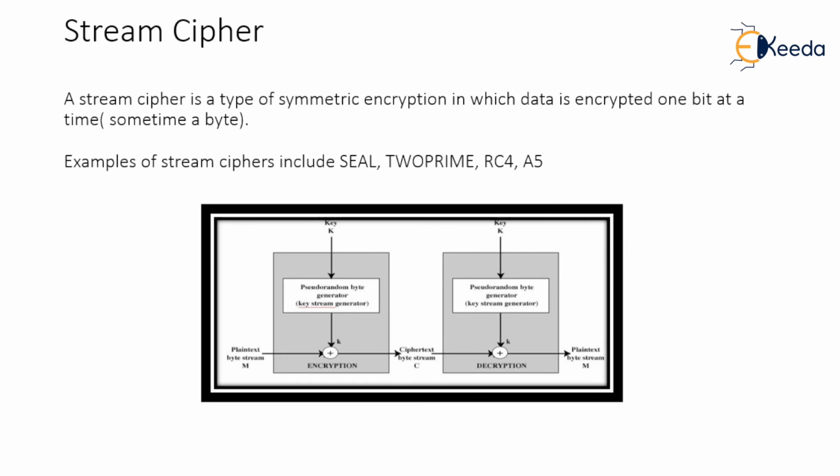So this decryption also takes place in the same manner as the encryption, wherein bit by bit conversion of the plain text into ciphertext happens. Similarly, in the decryption process, bit by bit conversion of the ciphertext into the plain text happens. So this is the stream cipher.